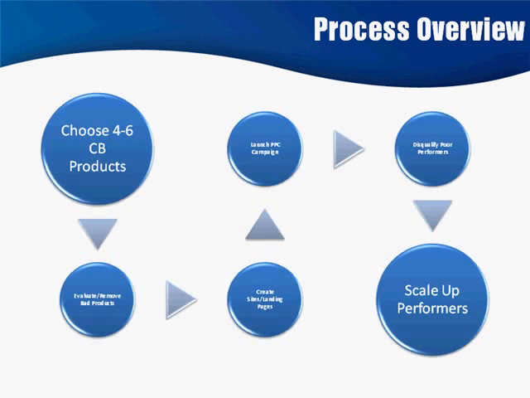Now, here's a general overview, right? This is the whole process from beginning to end. First thing we do, choose 4 to 6 ClickBank products. I'll show you how we do that in the next video. Get those, write them down, do like me and put them in Excel.